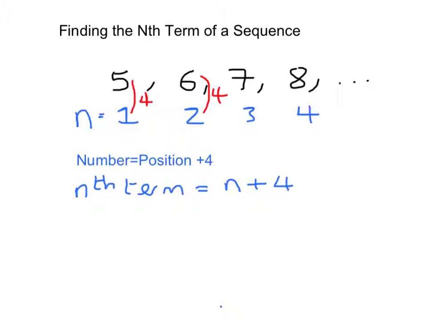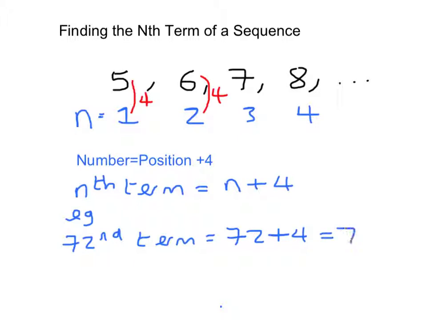So for example, if somebody said, well, I really want to know what the 72nd term is, 72 is the n in this example. So the 72nd term would be 72 add 4, and that will give you 76 as your final answer.